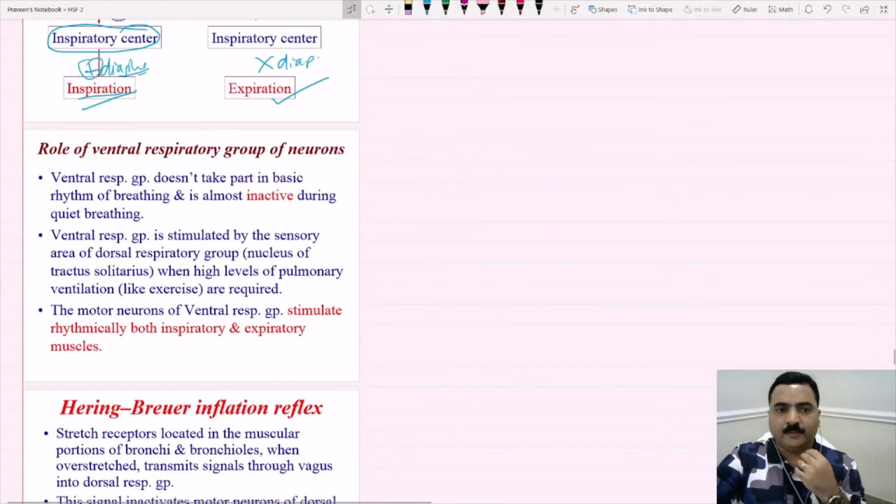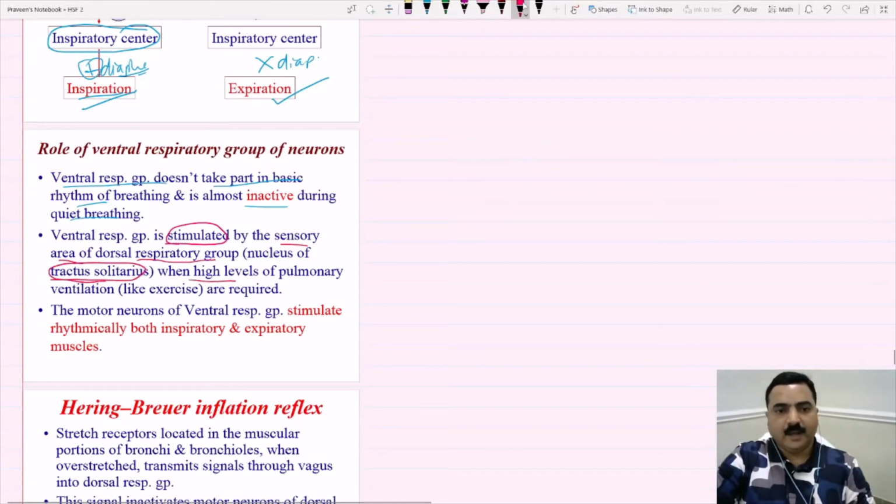Ventral respiratory group of neurons is for forced inspiration and expiration. So the ventral respiratory group does not take part in the basic rhythm of breathing and is almost inactive during quiet breathing. It is stimulated by the sensory area of the dorsal respiratory group, which is nothing but the nucleus of tractus solitarius.